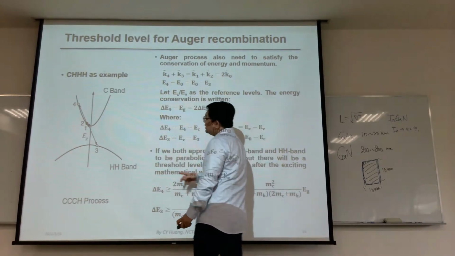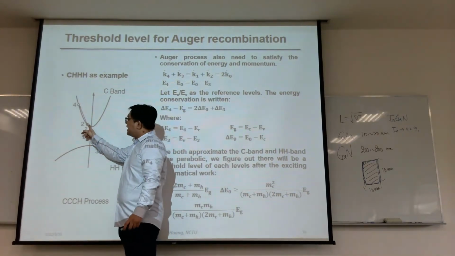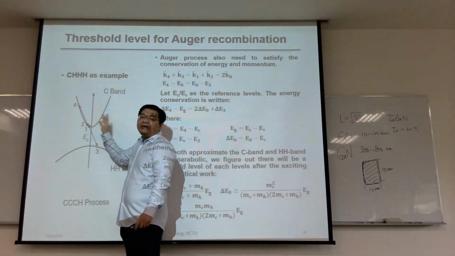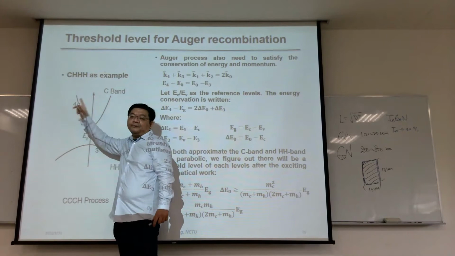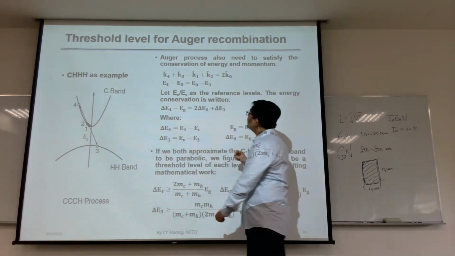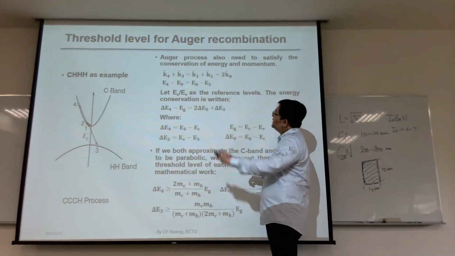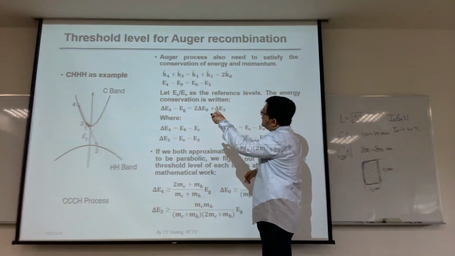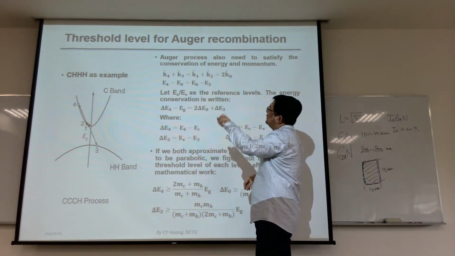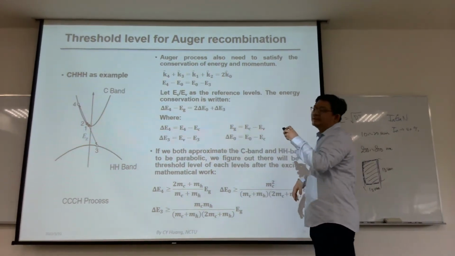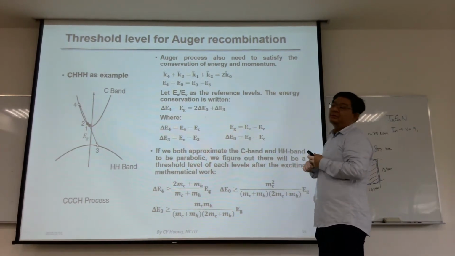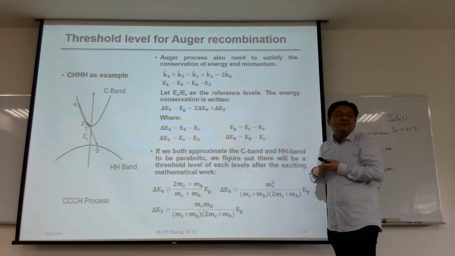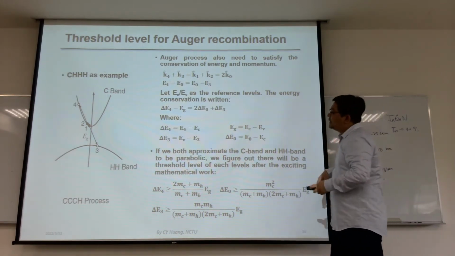Anyway, in the beginning it is K1 and K2. After Auger recombination, it becomes K3 and K4. So due to the conservation of momentum, K4 plus K3 should be K1 plus K2. And usually the same is equal to K0. Okay, so this is the conservation of momentum.